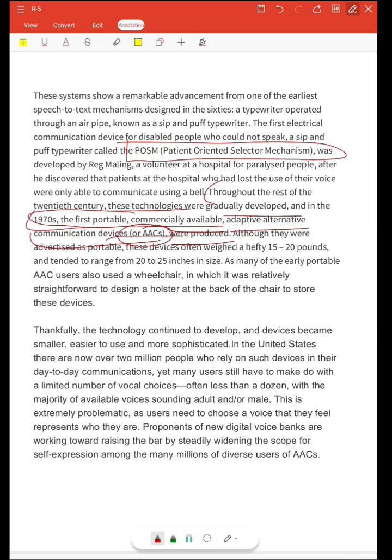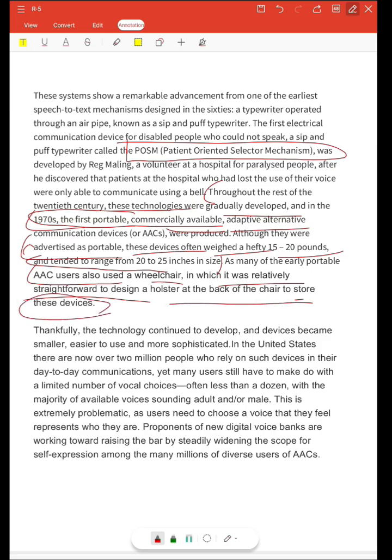Okay. Although, this is the contrasting word. After the contrasting word, there is a chance of getting your answer. They were advertised. Just a second. Although they were advertised as portable, these devices often weighed a hefty 15 to 20 pounds and tended to range from 20 to 25 inches in size. As many of the early portable AAC users also used a wheelchair, in which it was relatively straightforward to design a holster at the back of the chair to store these devices.